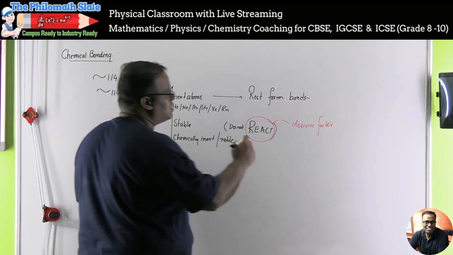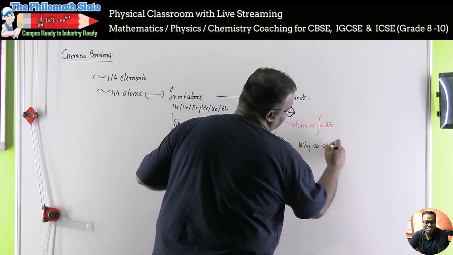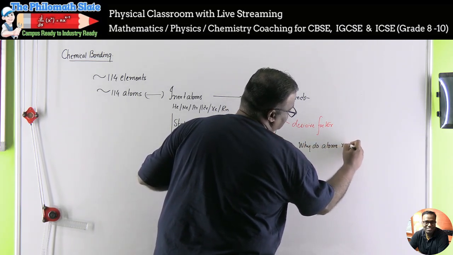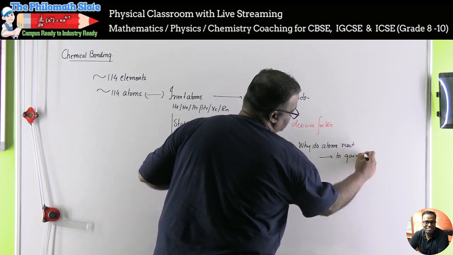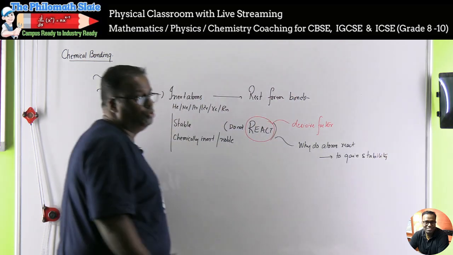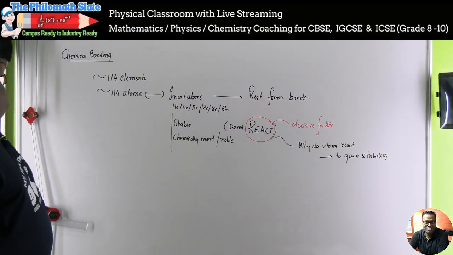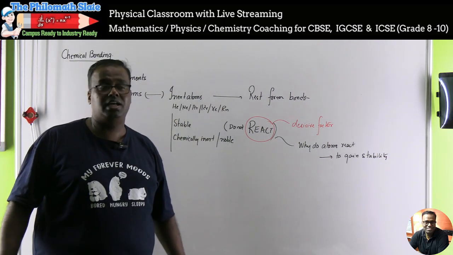Then the question comes, sir, why do you react? Why do atoms react? Same question. The answer would be to gain stability. So, do you mean to say, sir, the 114 minus 7 elements that we see on the periodic table, they are unstable? Yes, they are unstable.